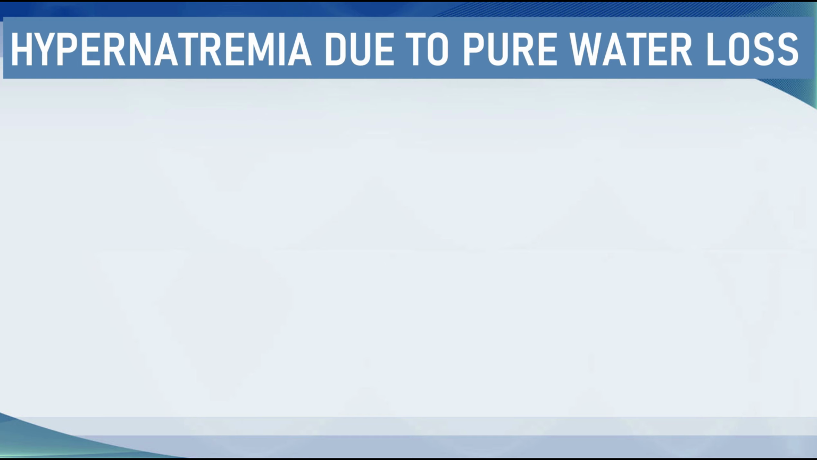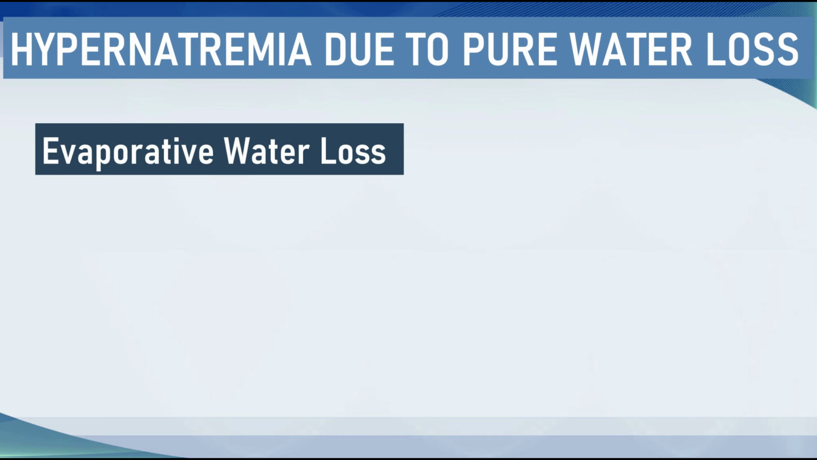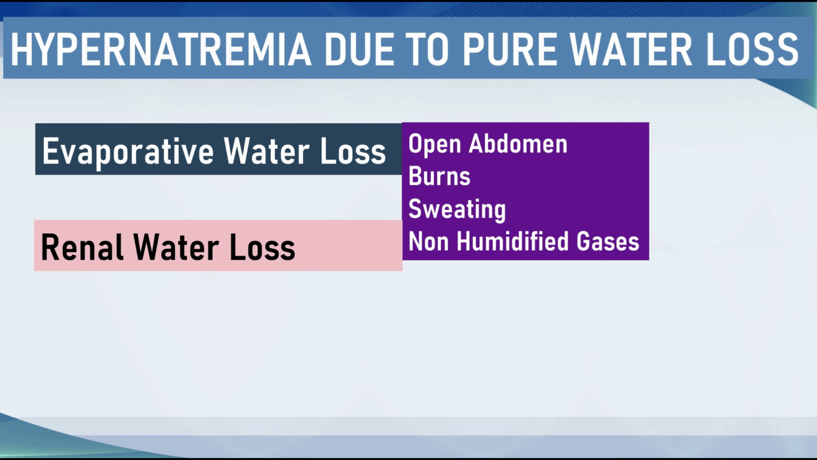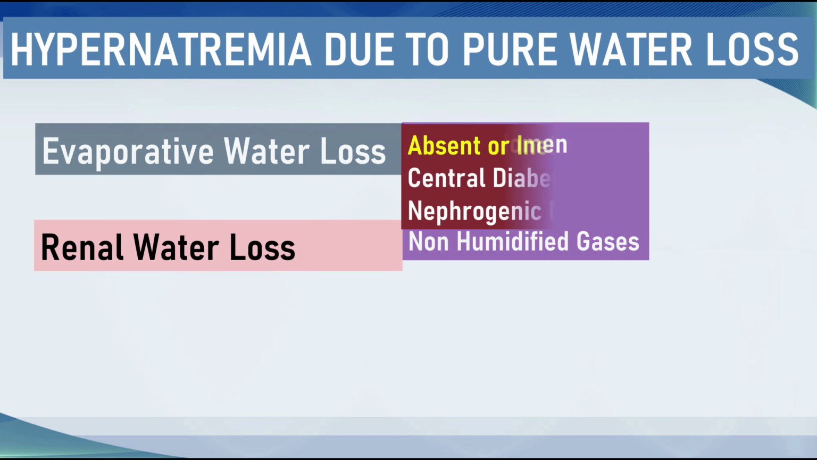Hypernatremia due to pure water loss occurs due to excessive evaporative loss. This can happen in surgery, for example, with a patient whose abdomen has been open for many hours or their thorax has been open for many hours. A lot of water will evaporate off the exposed surface area. We also see this a lot in burns. Burns have huge evaporative losses. If you're sweating a lot in a very humid climate or during rigorous exercise, a lot of water is lost in relation to sodium. And finally, patients on mechanical ventilation who do not receive humidified gases will lose a lot of water insensibly.